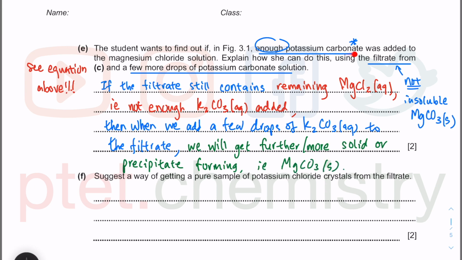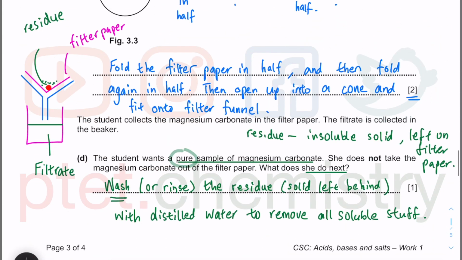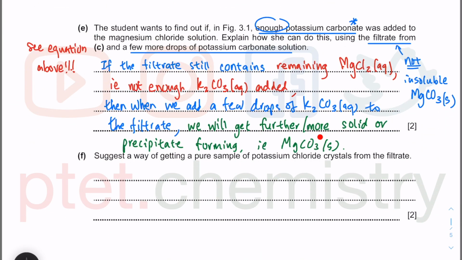But if you had added enough potassium carbonate, that means all the MgCl2 has already gone to form the insoluble residue, which you already filtered. So there should no longer be MgCl2 remaining here. And if there's no MgCl2 remaining here, then when you add the potassium carbonate, you should have no more precipitate. So how can you do this? If there is MgCl2 remaining, then you will get precipitate. If there is no MgCl2 remaining, then you will not get any more solid because you will not precipitate out the MgCO3 solid, since there won't be any more Mg2+ as all of them will have been precipitated out anyway.